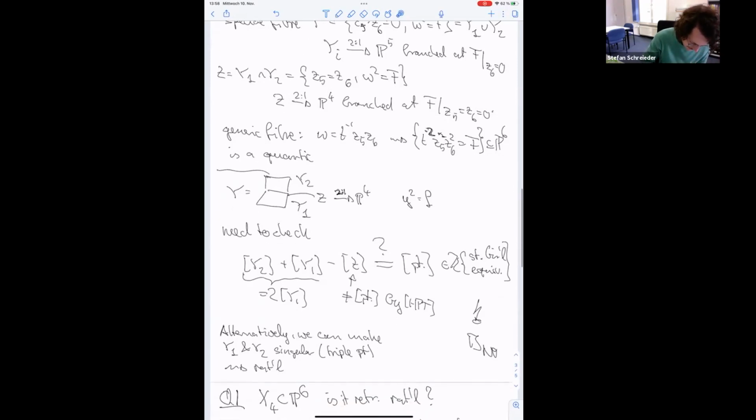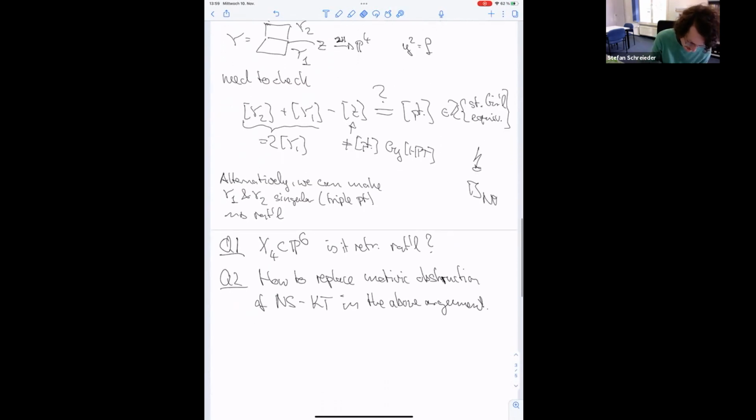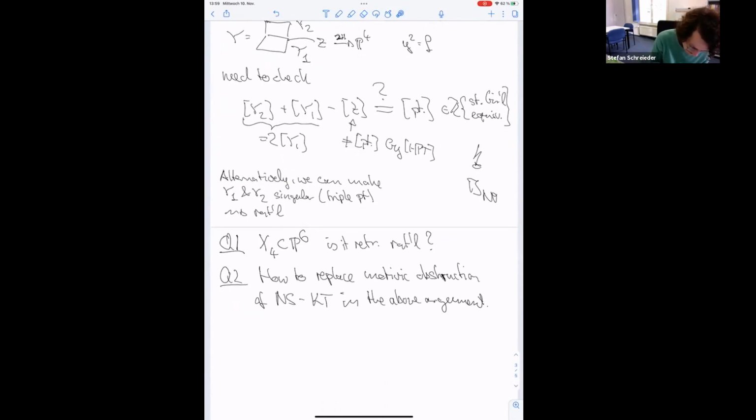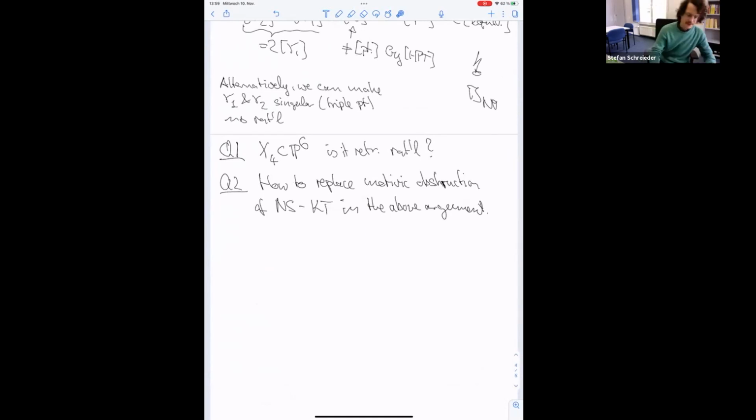Okay, so back to my question. I want to use a degeneration like this, or maybe a similar one, and want to see whether this does obstruct retract rationality. And for this, I need some kind of replacement of this Schreieder, Kontsevich-Zinkel result. And so, right.